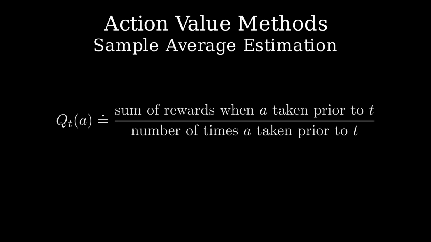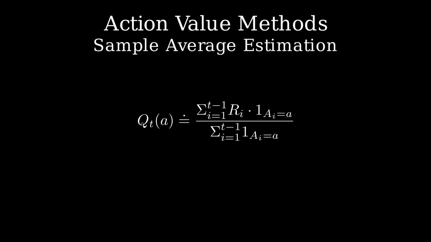At time step t, the estimate for an action a, denoted as q sub t of a, is calculated by the following equation. The estimate of action a equals the sum of rewards received for that action divided by the number of times that action has been selected. Here, we use an indicator function which equals 1 if action a was selected at a given step and 0 otherwise. This ensures we only include rewards for the chosen action in our calculation.